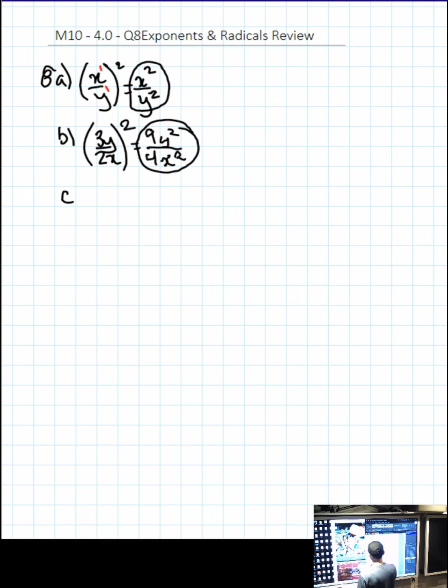Okay, c, we have 12 cubed over 3 cubed. This is an interesting question. There are many ways to do this question. Does anybody know what 12 cubed is? It's a very difficult answer. Because both of these things are being cubed, we can actually do an interesting step and simplify.